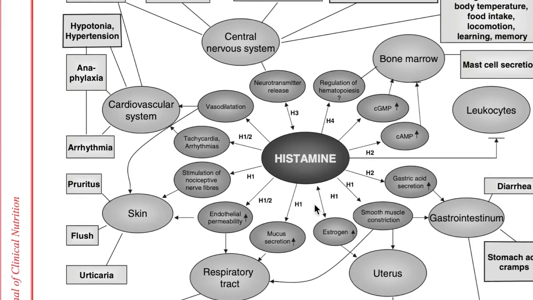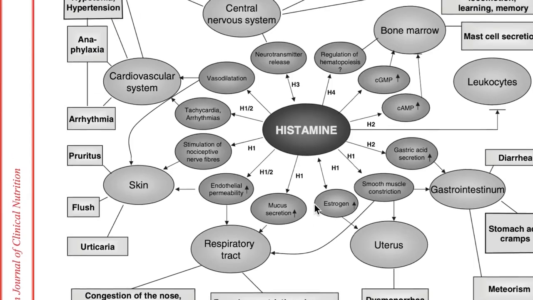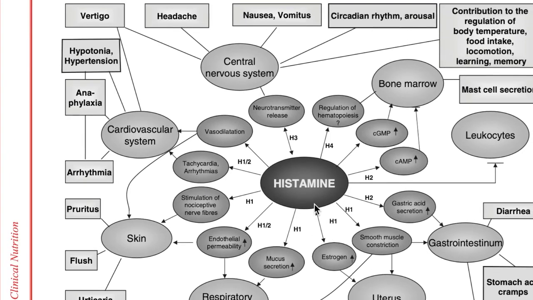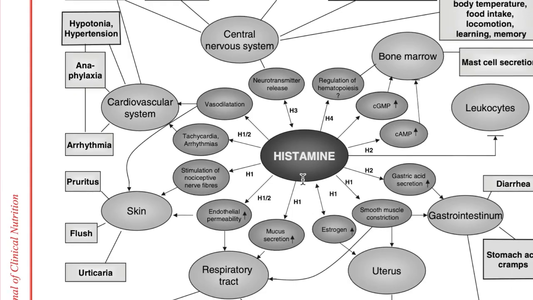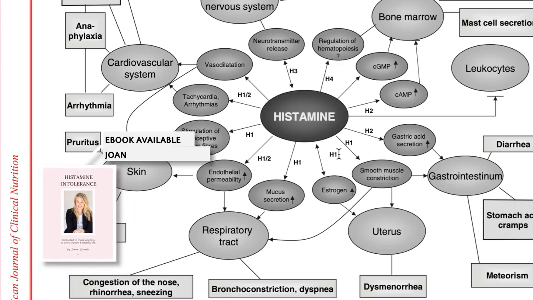And I want to talk to you about this diagram as it's brilliant in showing you how histamine is going to impact so many different tissues and organs in the body, and it's why people have so many different symptoms of histamine intolerance. So we can see here that histamine stimulates all these different receptors. Okay, so these are the H1, H2, H3, H4 receptors.